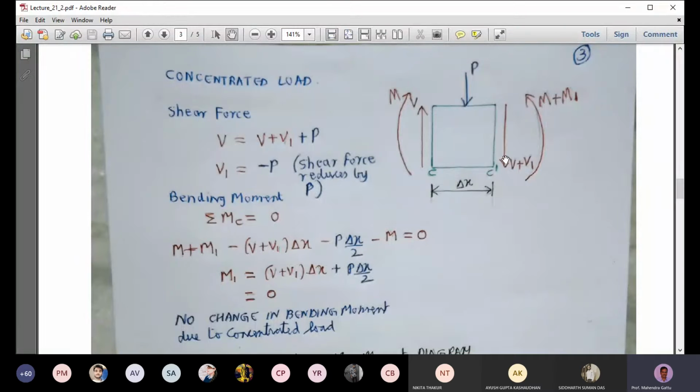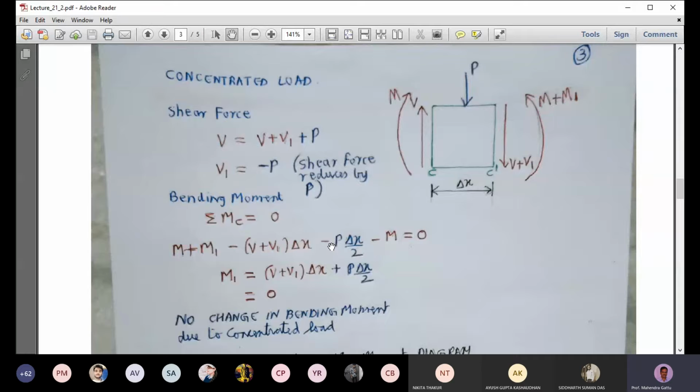And then V plus V1 will produce a clockwise moment, so minus V plus V1 times delta x. And then P will produce again an anti-clockwise moment, P times delta x by 2. This M is acting in the clockwise direction, so we write minus M. So this is our equation for moment equilibrium.